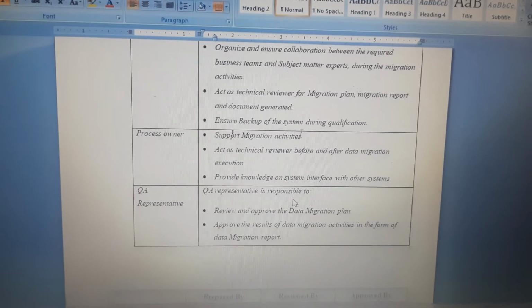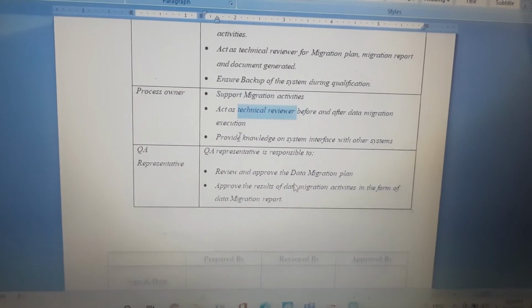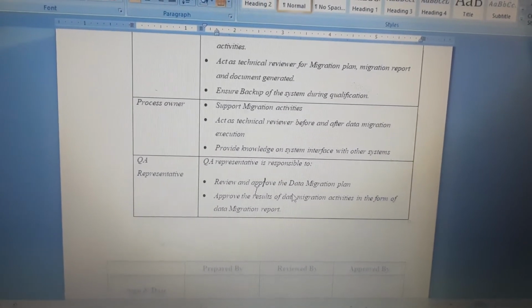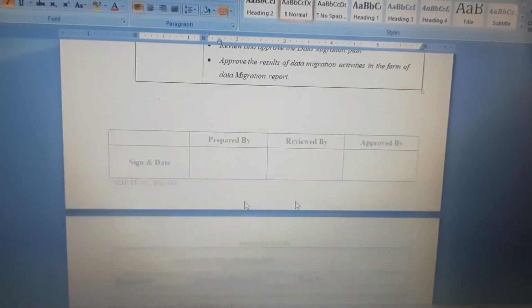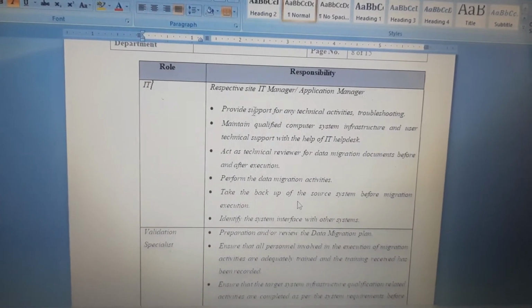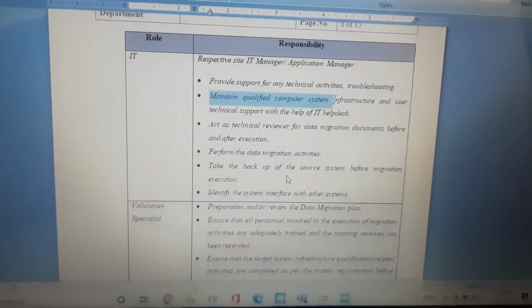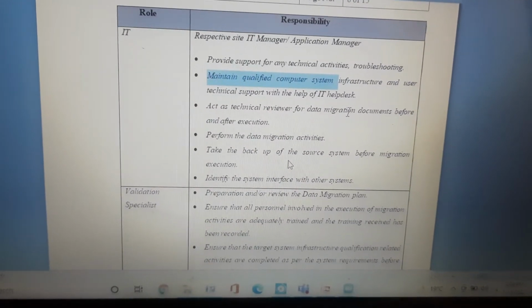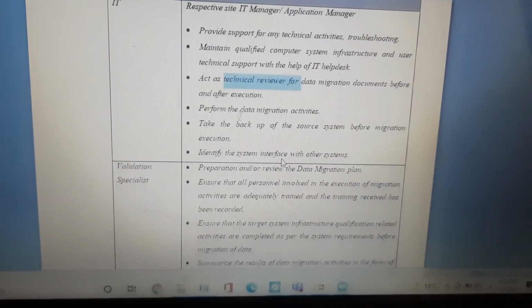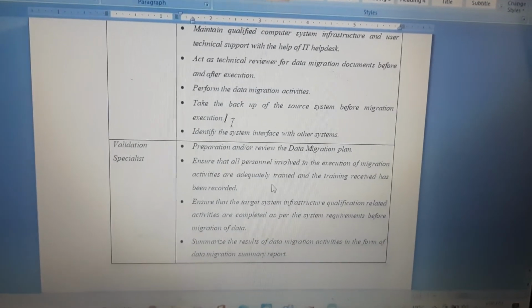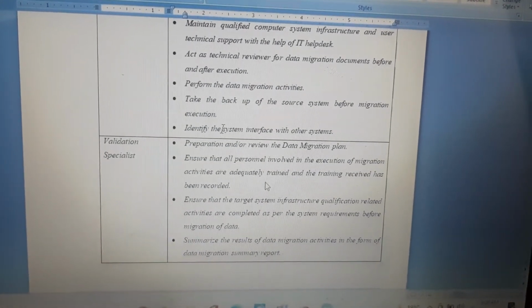The process owner supports the migration activity, acts as a technical reviewer, and provides knowledge on system interfaces with other systems. QA generally reviews and approves the data migration plan, data migration report and other activities. IT will provide support for the technical activities and troubleshooting, maintain the qualified computer system infrastructure and user technical support, act as technical reviewers, and perform the data migration activities. So of course the IT person has to perform the data migration activity, take the backup of the source systems before the migration execution, and identify the system interfaces with other systems.